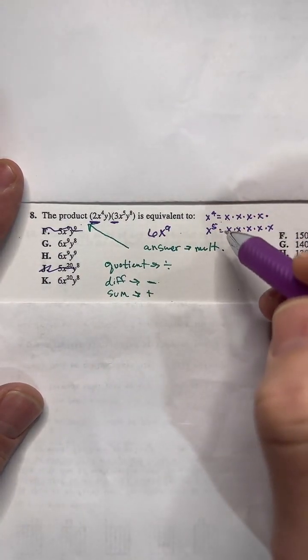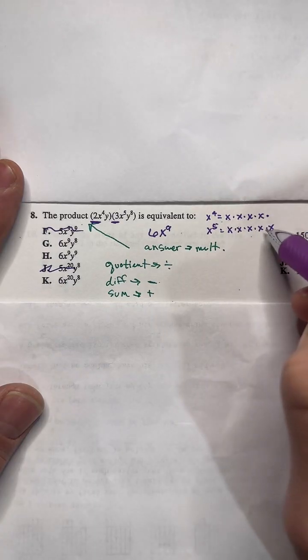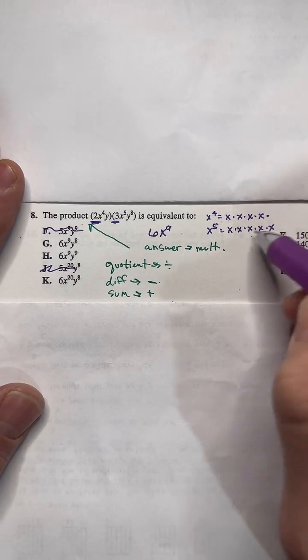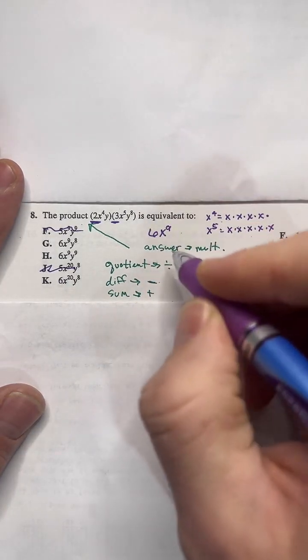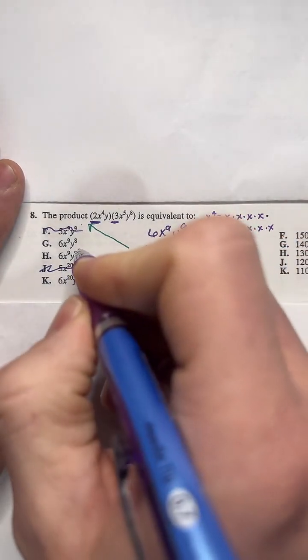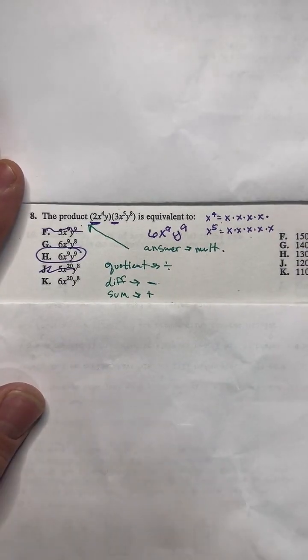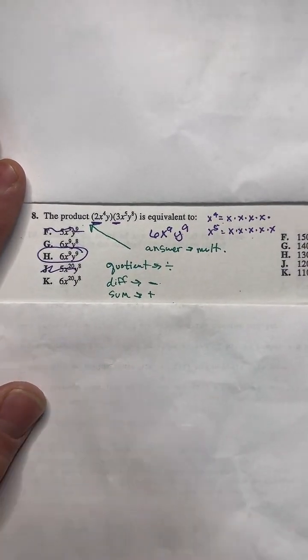Don't memorize it. Think of x to the fourth like x times itself 4 times, and x to the fifth. And then if you multiply them, you're just sticking another dot in between. So you got a total of 9 of them. All right, so 6x to the ninth, y to the ninth. Okay, so it looks like H. All right, let's take a look at the next problem.